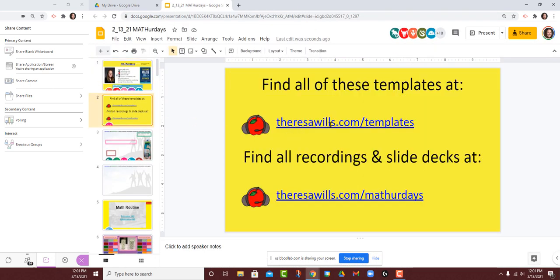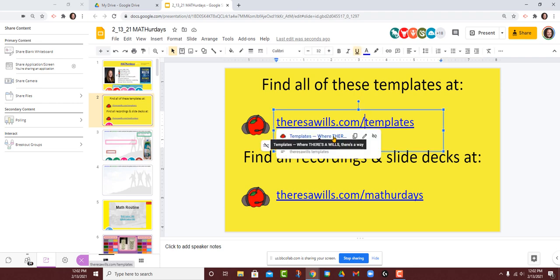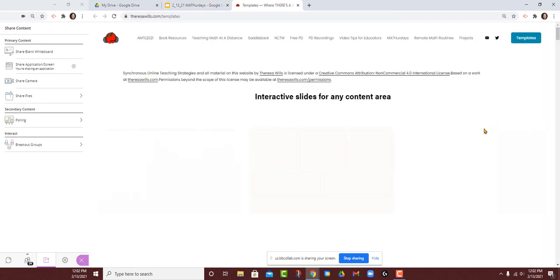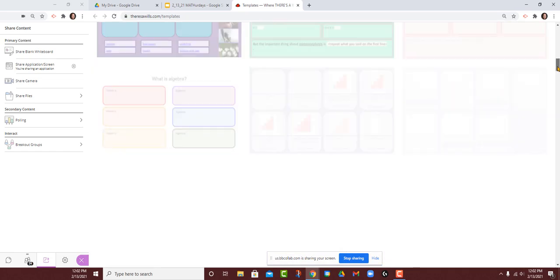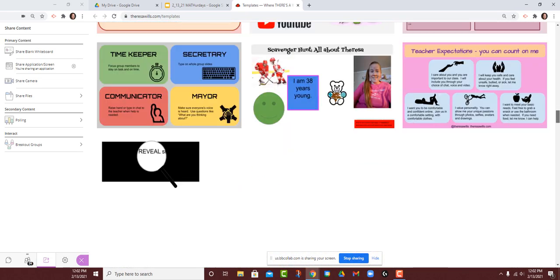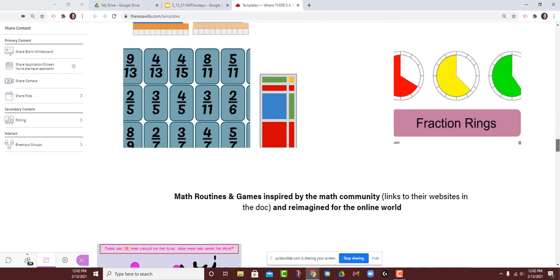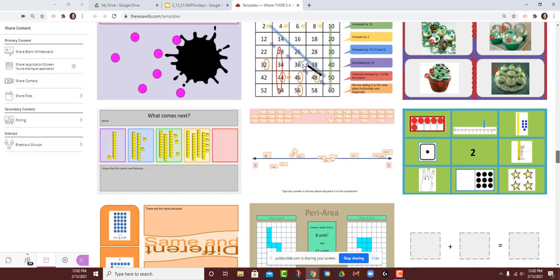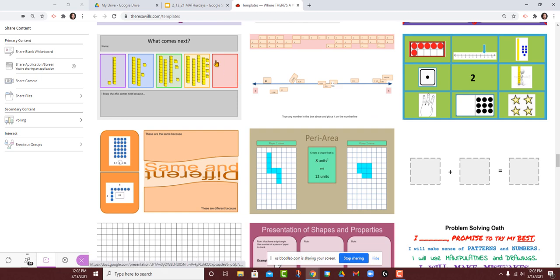Also, on slide 2, these are some other bookmarks. If you're looking for just some good templates to use, I keep a variety up on my website. You'll notice they are relatively blank, and that is for your students to do the writing. So when the students are the ones doing the writing, they're showing their learning.